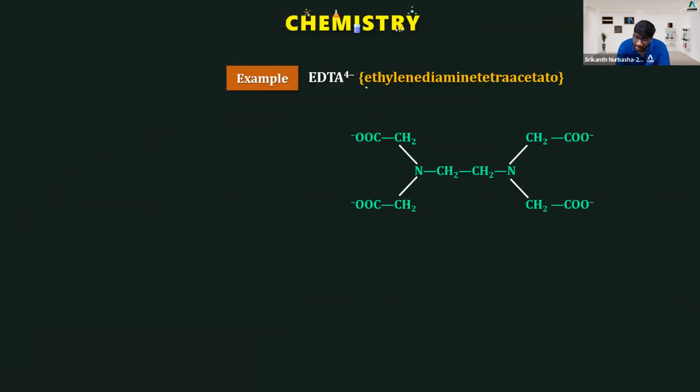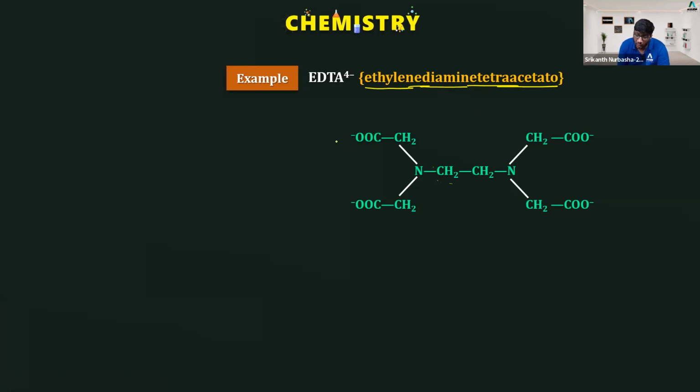EDTA 4 minus: ethylene diamine tetraacetate. Acid has to be replaced by ate. Ethylene is CH2 double bond CH2. Diamine means both the carbons are connected with NH2, so ethylene diamine is NH2, CH2, CH2, NH2. But it is tetraacetate, so all 4 hydrogens are replaced with acetate groups, that is CH2 C double bond O minus groups.